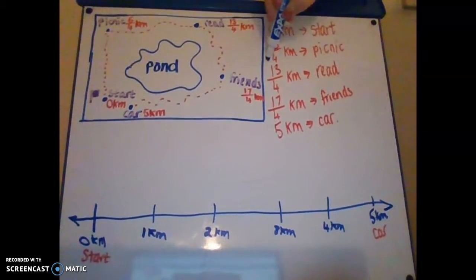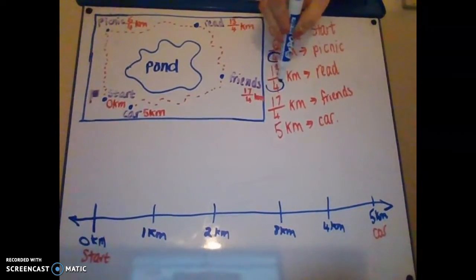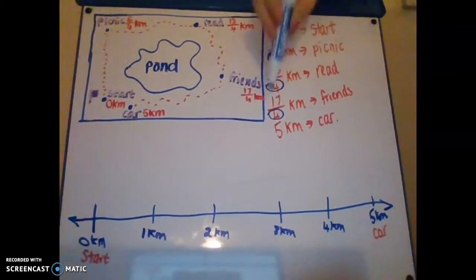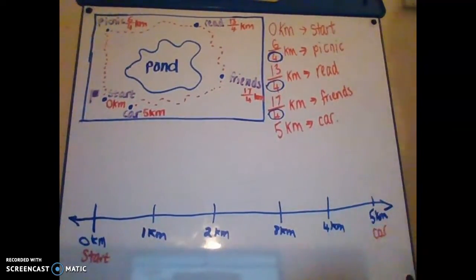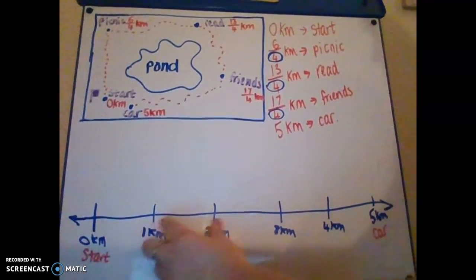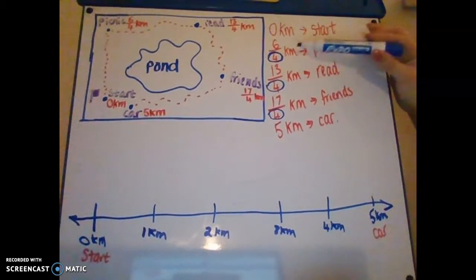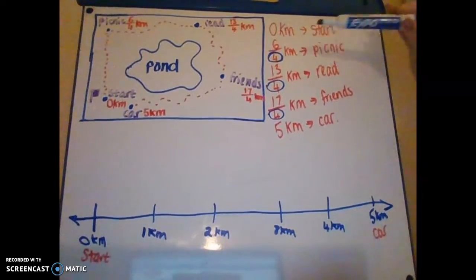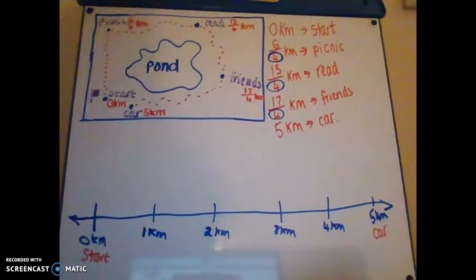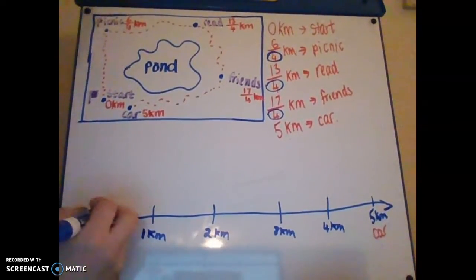Our denominator is in fourths. Okay, our denominator is 4. So we need to split up our whole kilometers, our whole part, into fourths, because that's what our denominator is. Our denominator is fourths, okay? So I can put it right on here.